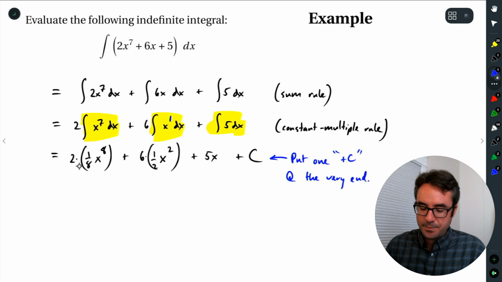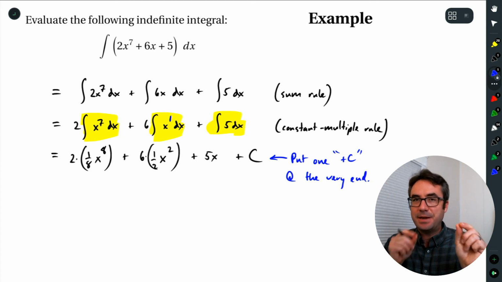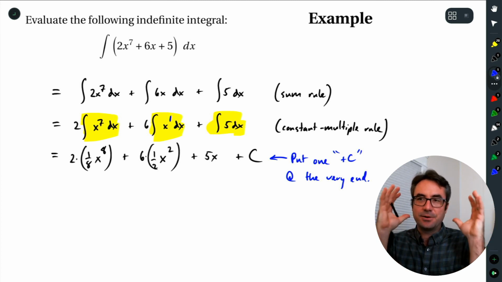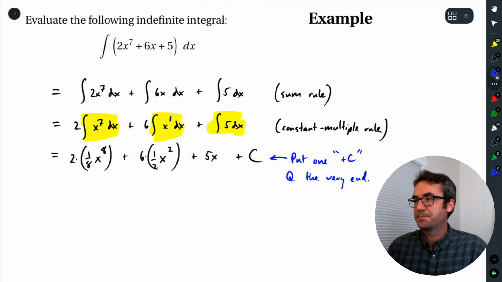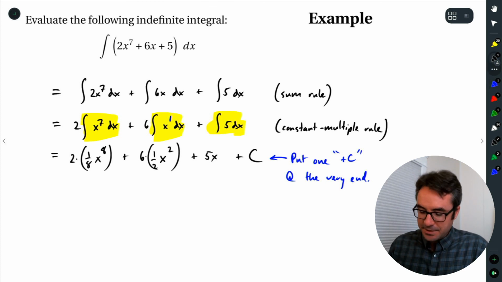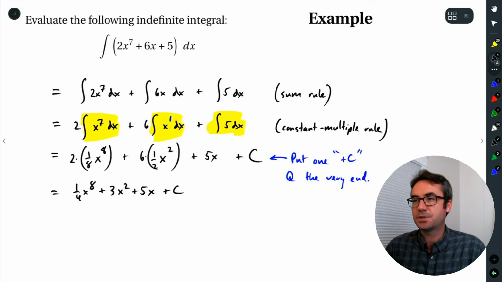So technically there would be an arbitrary constant for each of these, but if you have 3 different arbitrary constants, you could just group them all together and say, okay, here's one big arbitrary constant at the end, and that's what we're doing. So cleaning this up, we get 1/4 x to the power 8 plus 3 x squared plus 5x plus c. Just cleaning that up.